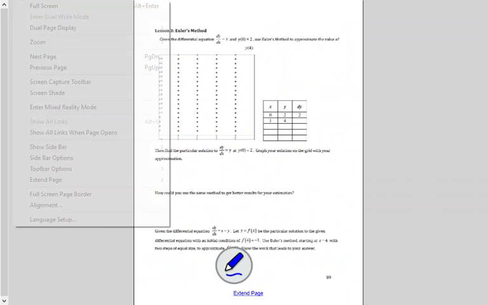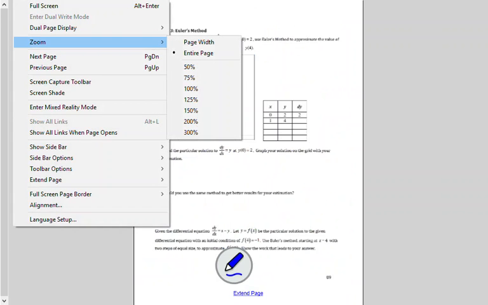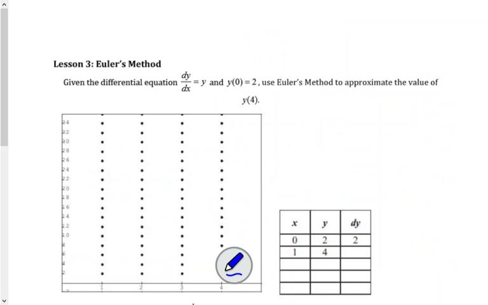Oh, geez. Zoom. Okay, this is his method.